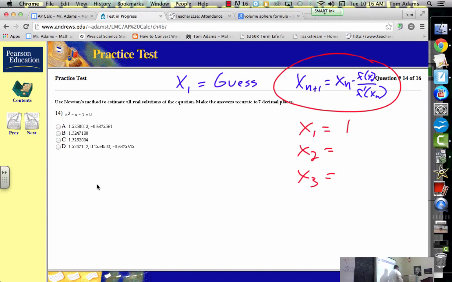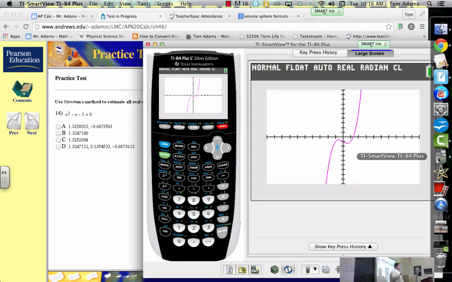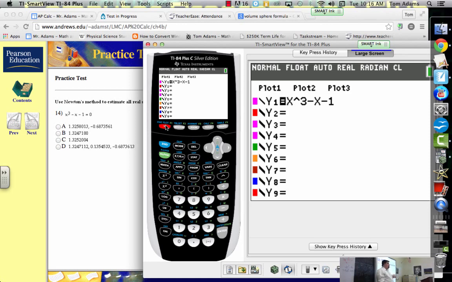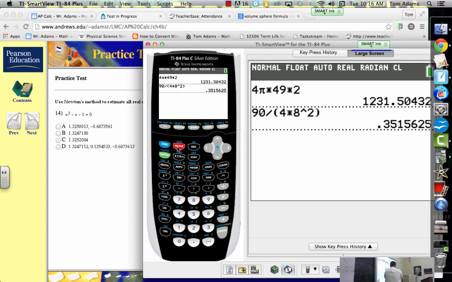So for your test, I made you guys do it by hand on your homework, but then I showed you how to do it on your calculator. When you take the AP exam, you don't have a lot of time. So for your test, I want you to do it on your calculator. Do you guys remember how we did that? We let y1 be the equation, and what do we let y2 be? The derivative. So what is the derivative of y1? 3x squared minus 1, right? Is that right? Okay.